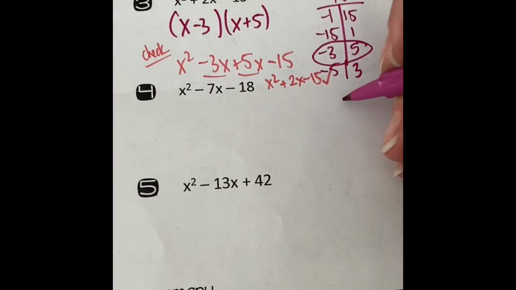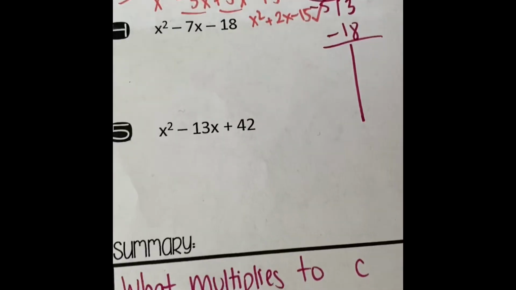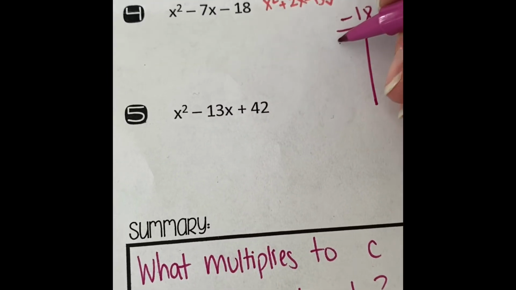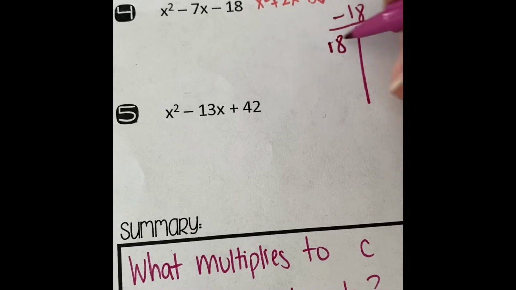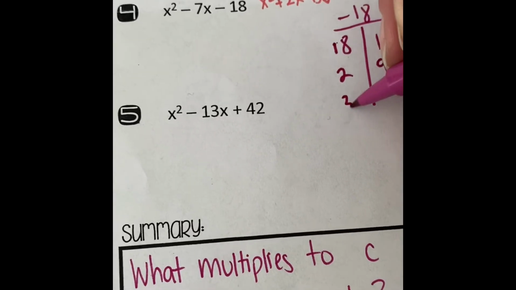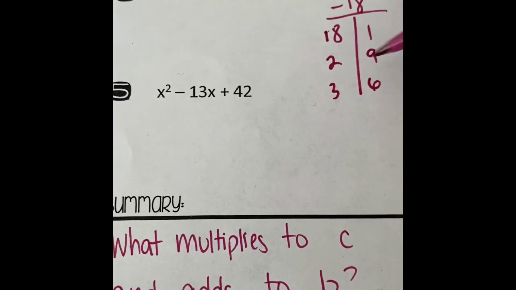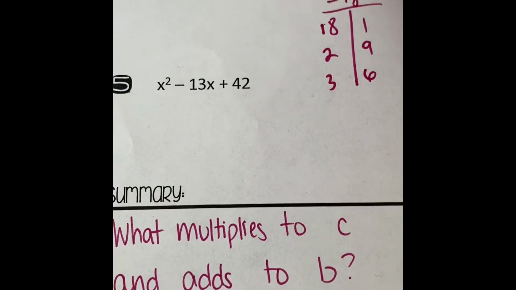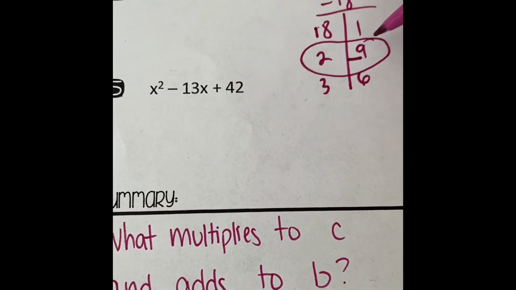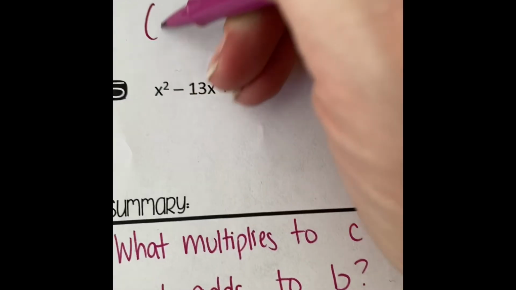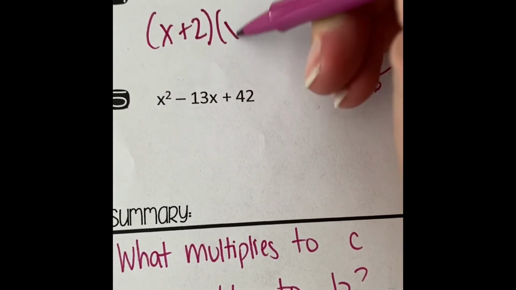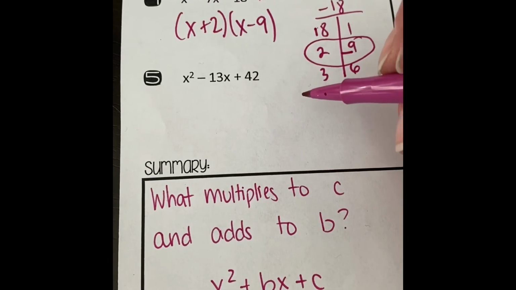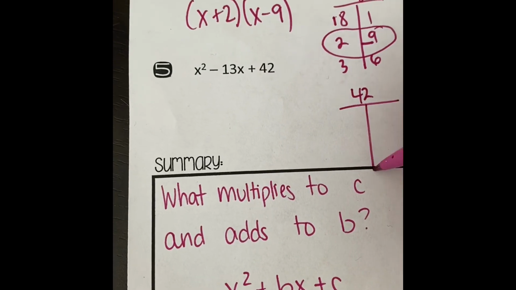For number 4, we're looking at what multiplies to negative 18 and adds to negative 7. So we have 18 and 1, 2 and 9, 3 and 6. In order to multiply to a negative, one of these must be negative. Which one of them needs to be negative so that we add them together to get to negative 7? That'll be 2 and negative 9, because those two together add to negative 7. So we get x plus 2 times x minus 9. Again, you could check it and make sure it verifies that it's correct. We could also then move on to number 5.